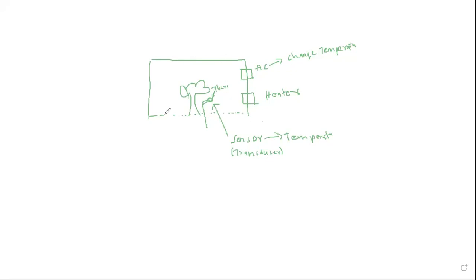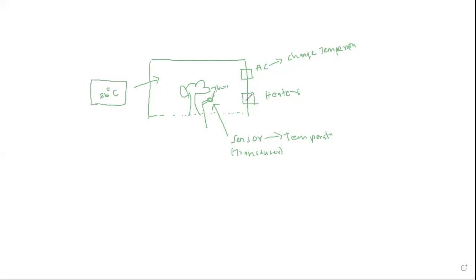Now I want to control the temperature in this environment. I have a thermometer, and I have an AC, and I have a heater. Now I want to control the temperature here. For example, for this tree, it is said that 26 Celsius degree is the best temperature for this tree. So I want to maintain the temperature around this tree at 26 Celsius degree.